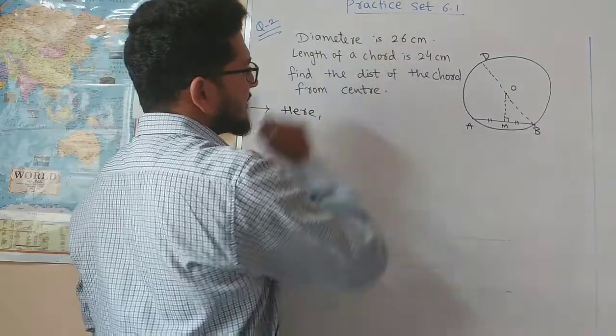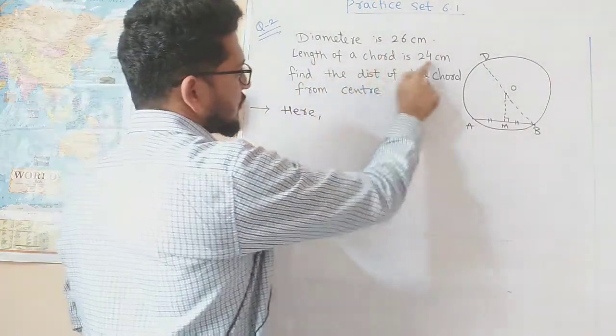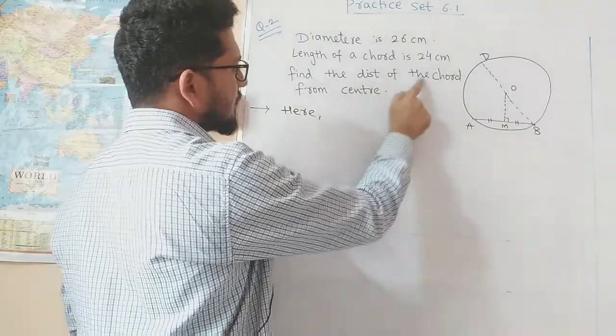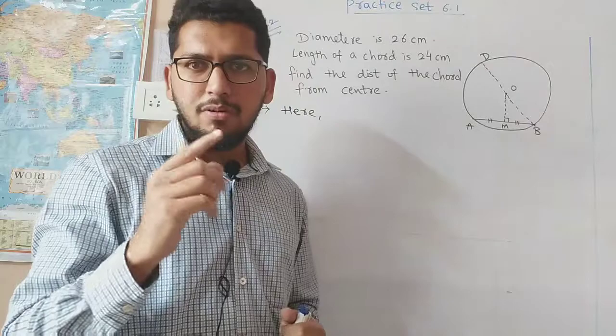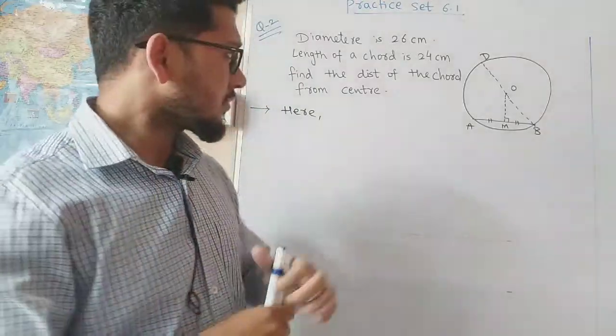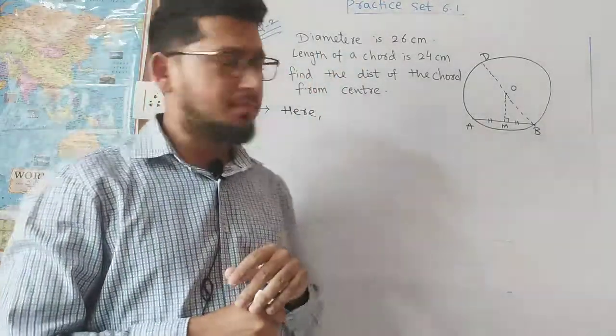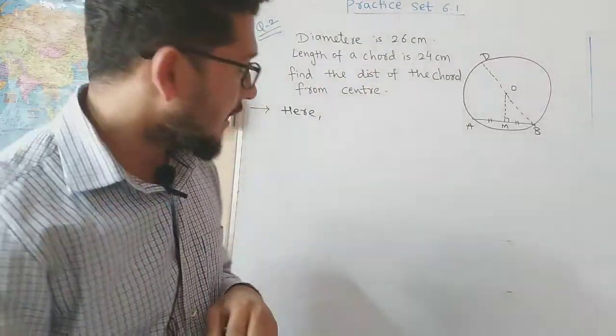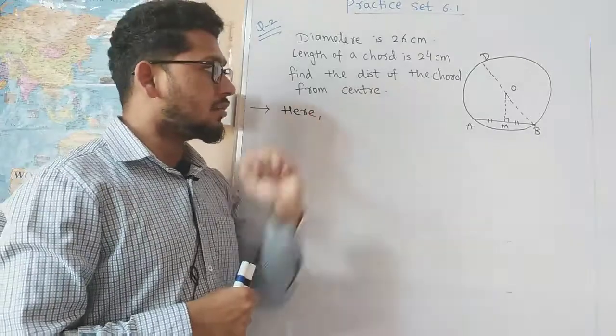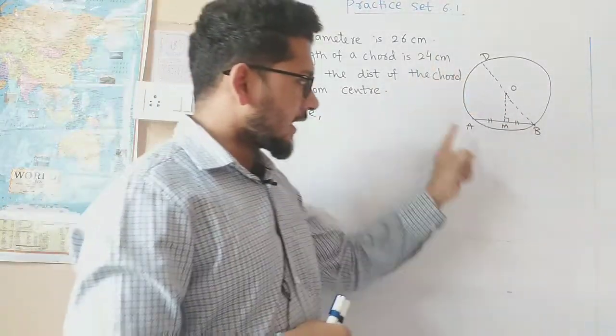Diameter of a circle is 26 centimeter. Length of the chord is 24 centimeter. Find the distance of the chord from the center. Means in this circle two values are given. One is the diameter, 26 centimeter. Second, the length of the chord is given, 24 centimeter, and we have to calculate the distance from center to the chord. So here I have made the diagram.